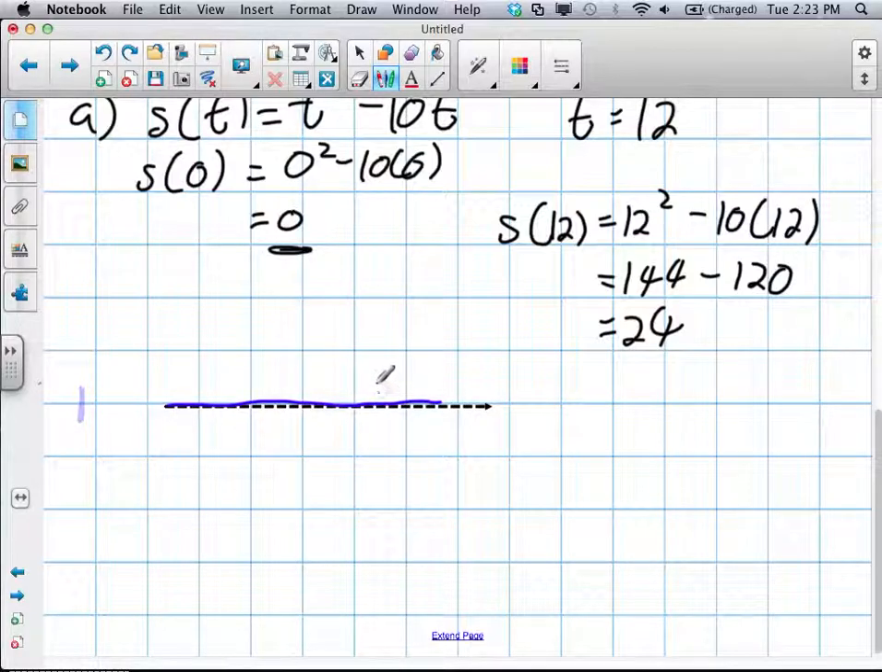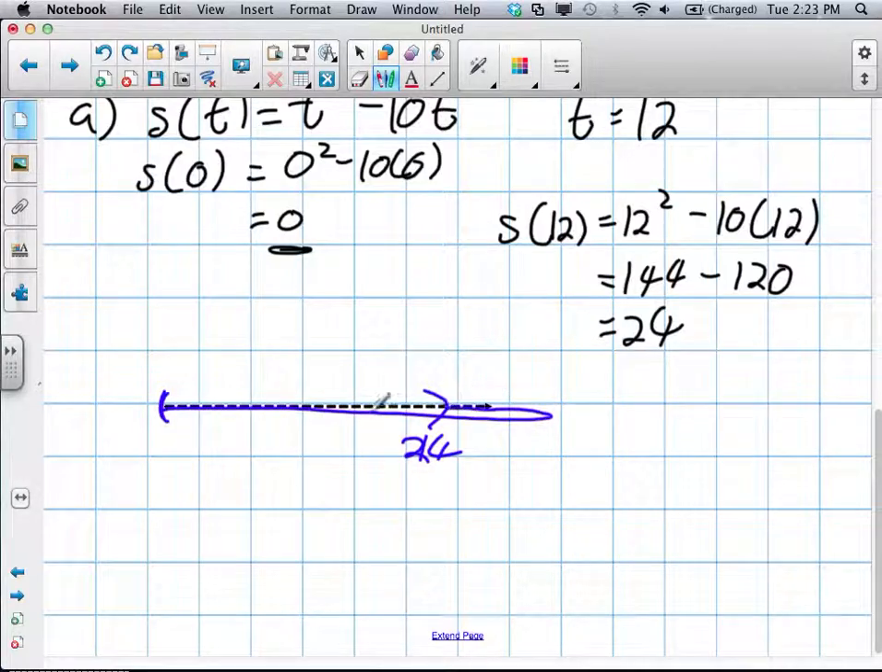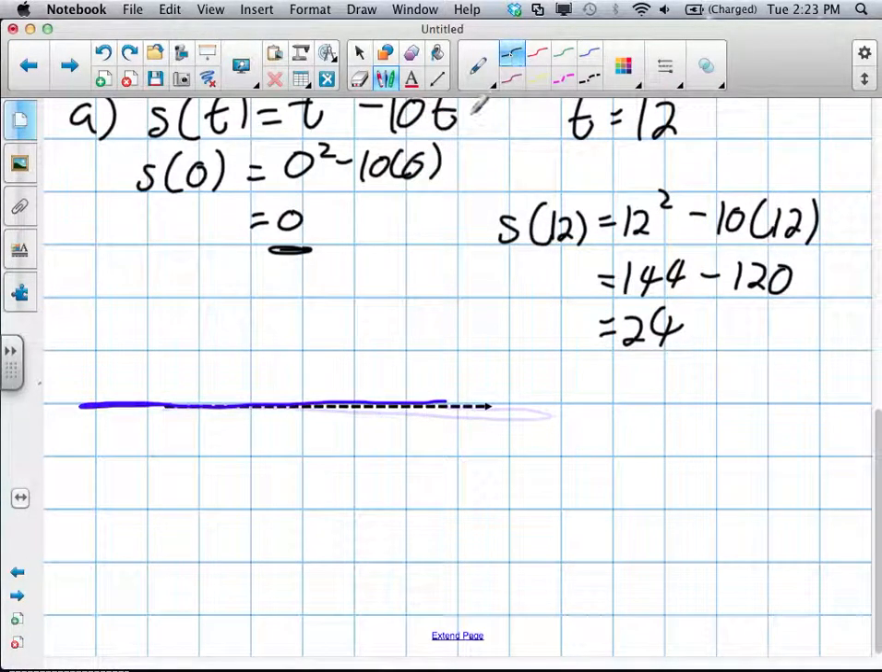So, maybe it has a starting point and it goes directly to 24. Maybe it goes to the right, comes back left. Maybe it goes to the left and goes to the right. Those turning points will give us an idea of when it's moving left and when it's moving right. So, in order to find the turning points, we're talking about when tangent lines are horizontal, which means 0. So we got to find a derivative of this.